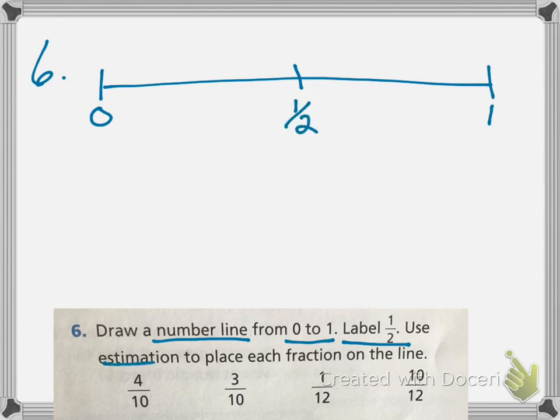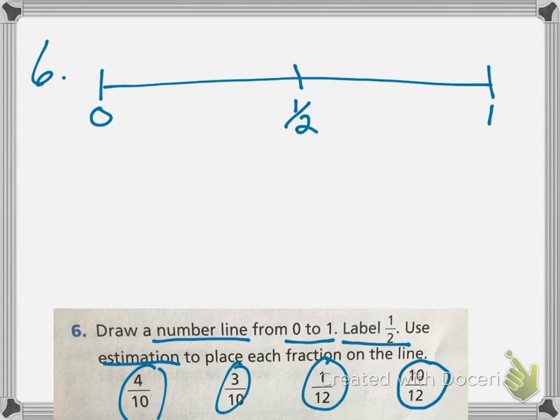Use estimation. That means you are going to think about it and do as best, as closest to it as you can. So you're guessing, but you're not just wild guessing, you're thinking about it. To place each fraction on the line. Okay, so we've got 4/10, 3/10, 1/12, and 10/12. Okay, so let's just take a guess right now.